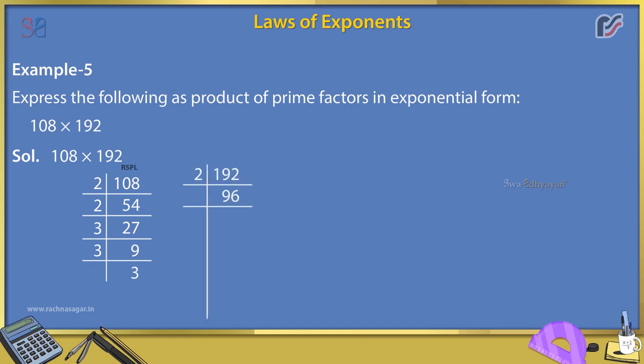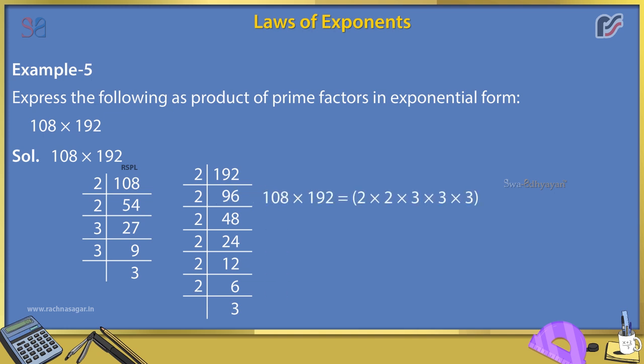On dividing 192 by 2, we get 96. On dividing 96 by 2, we get 48. On dividing 48 by 2, we get 24. On dividing 24 by 2, we get 12. On dividing 12 by 2, we get 6. On dividing 6 by 2, we get 3.